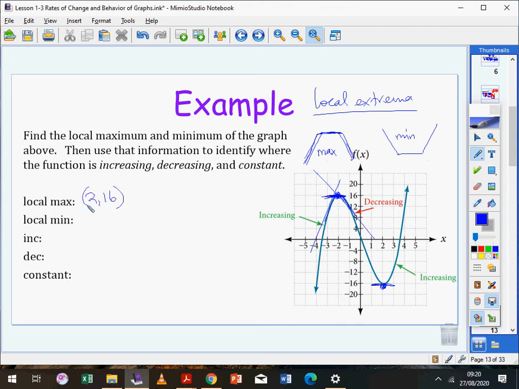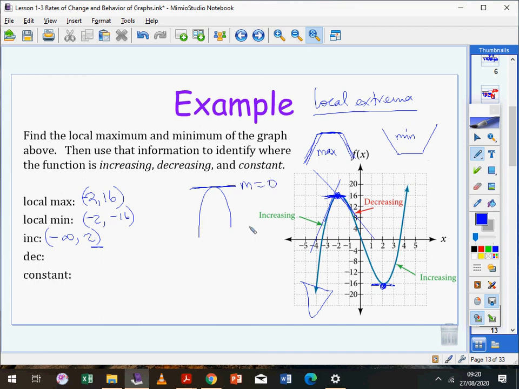The local minimum is happening where x is -2 and y is -16. This curve is increasing over the interval from, because of this arrow, from -infinity all the way up to 2. 2 is not included because I know that at the very peak, the gradient of the function, or the slope of the function, is 0, right? So it's neither increasing nor decreasing at the very top.